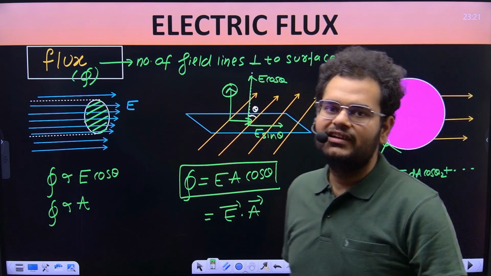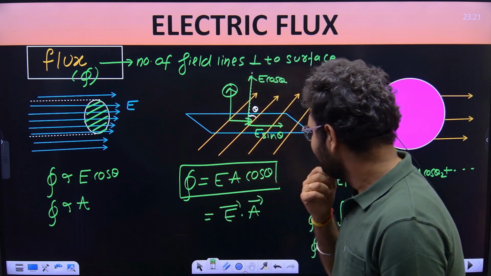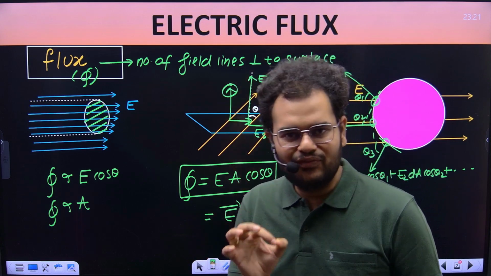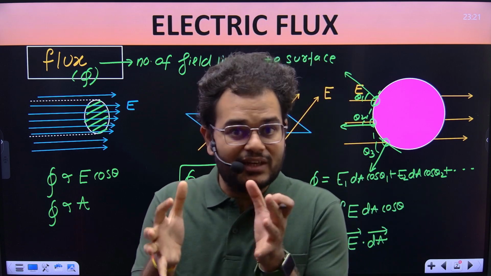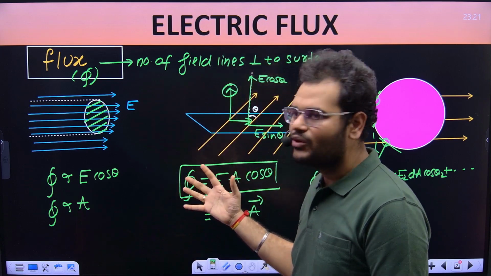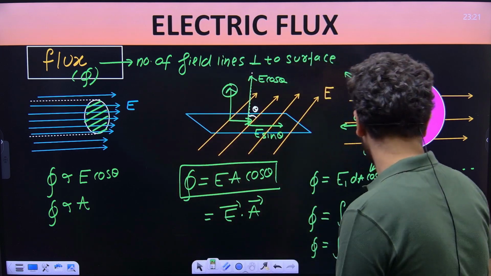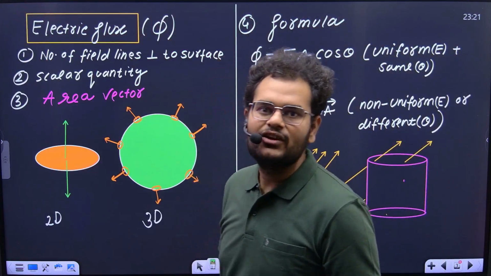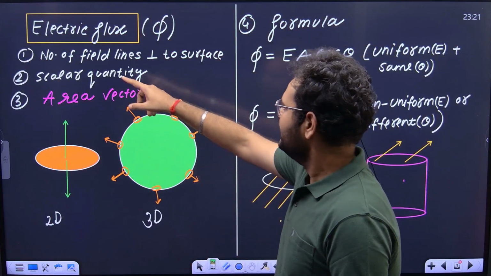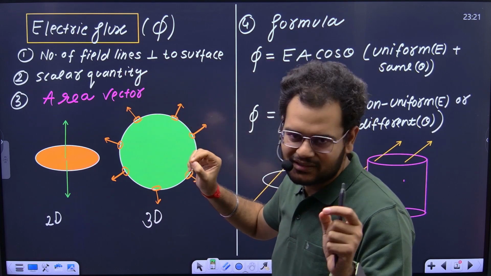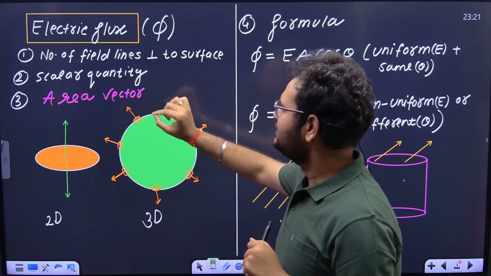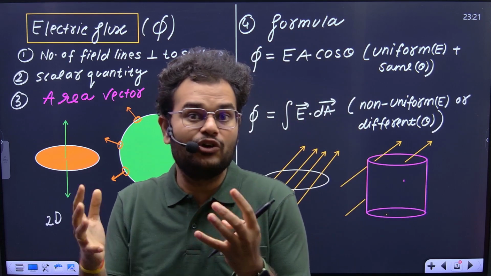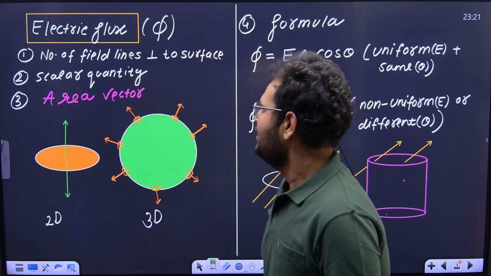One more thing, are you able to visualize that this is the dot product? And electric flux is the number of field lines perpendicular to the area. So if it is a number, that means it is a scalar quantity. We'll look more into the properties. Here are the important properties of electric flux. The number of field lines is electric flux, that you understood. It is a scalar quantity. Why scalar? Because it is a dot product of the electric field and the area vector, and a dot product is a scalar quantity. Very good.